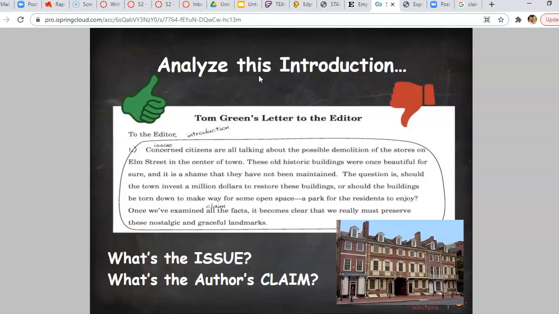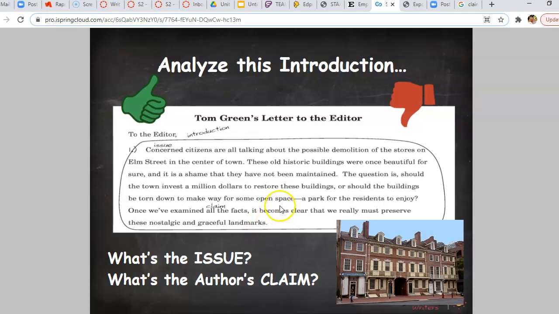So let's look at this introduction. To the editor. Concerned citizens are all talking about the possible demolition of the stores on Elm Street in the center of town. These old historic buildings were once beautiful for sure, and it's a shame that they have not been maintained. The question is, should the town invest $1 million to restore these buildings, or should the buildings be torn down to make way for some open space, a park for the residents to enjoy? Once we've examined all the facts, it becomes clear that we really must preserve these nostalgic and graceful landmarks.